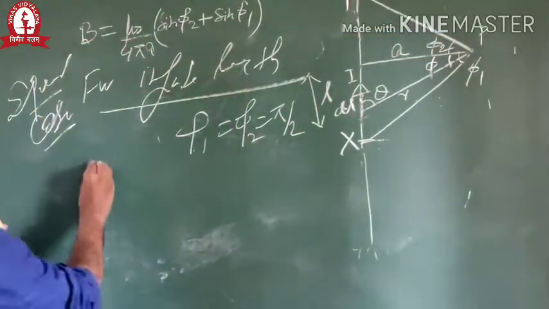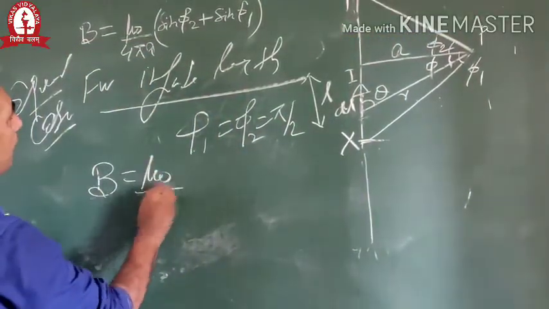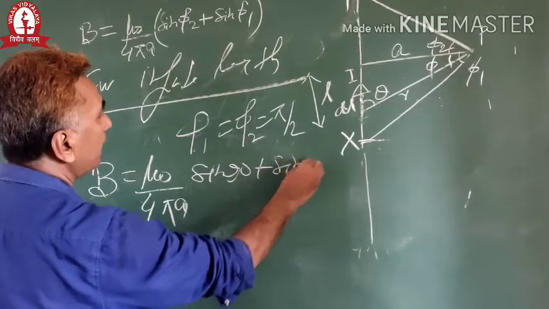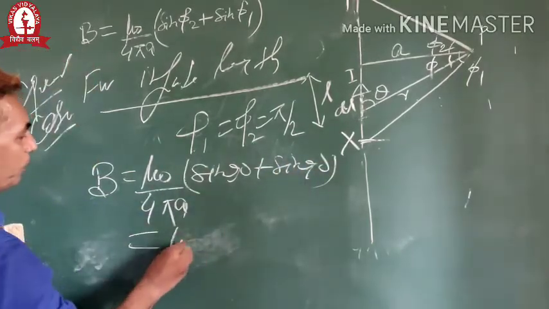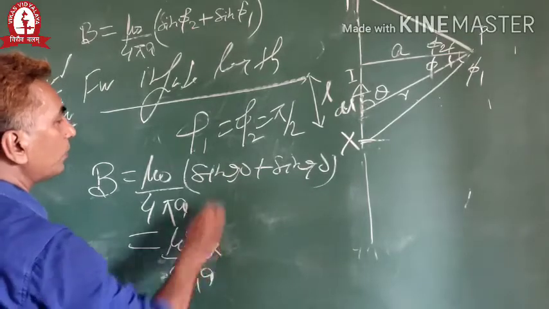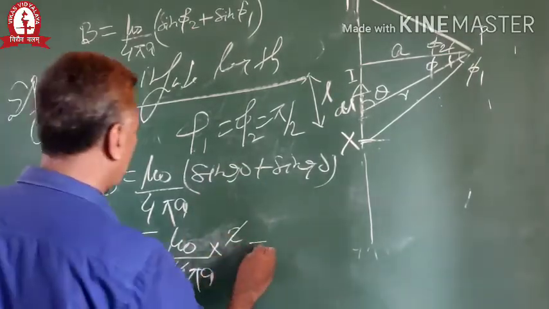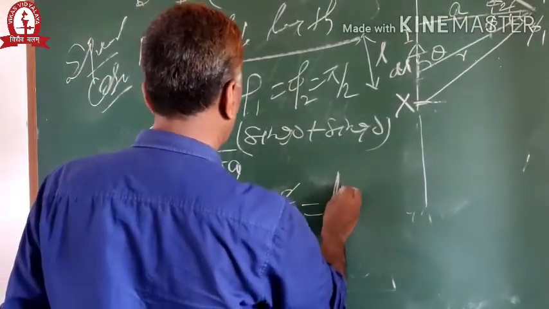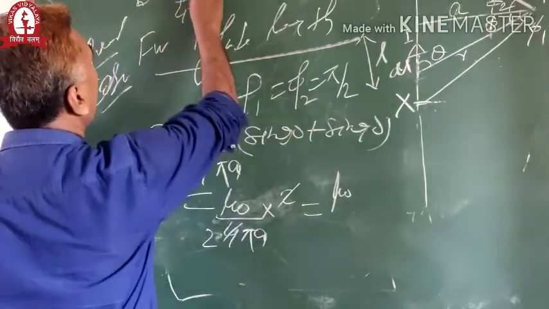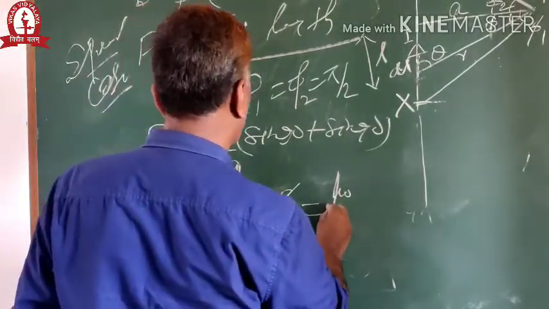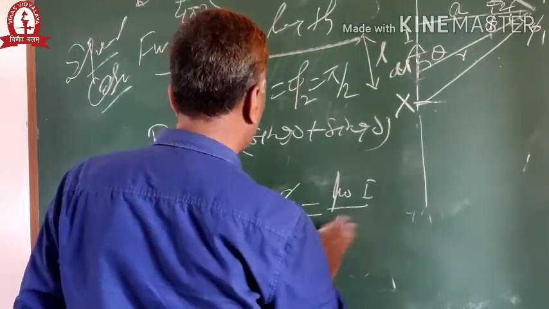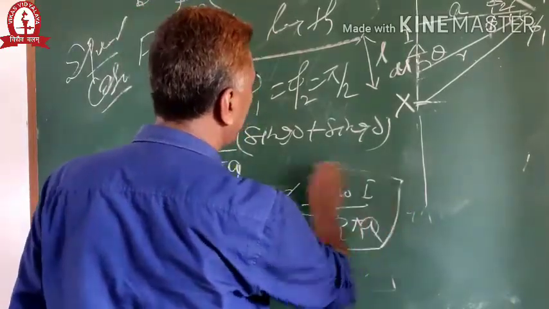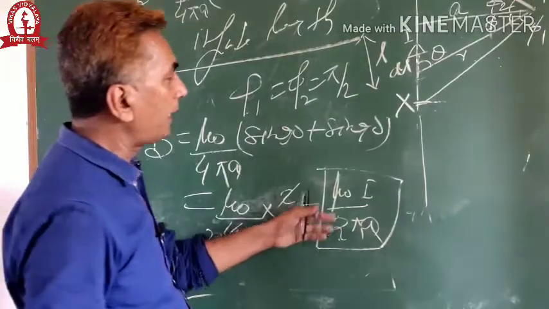Put this value in this equation, so what we get: B is equal to mu naught upon 4 pi a into sin 90 plus sin 90. You know the sin 90 value is 1, so mu naught by 4 pi a into 2, cancelling 2, this is what I get: mu naught I by 2 pi a. This is the expression when we are considering the length of the wire to be of infinite length.